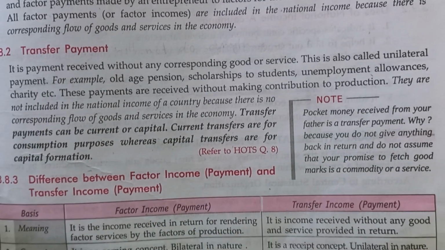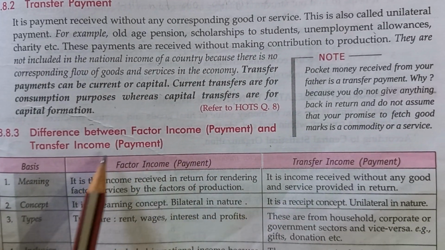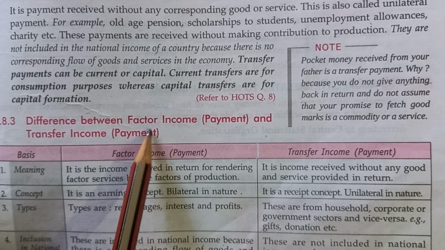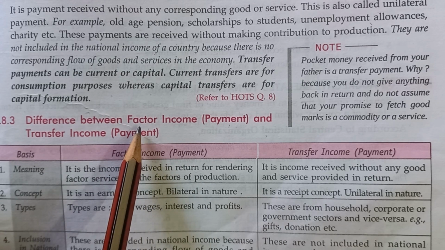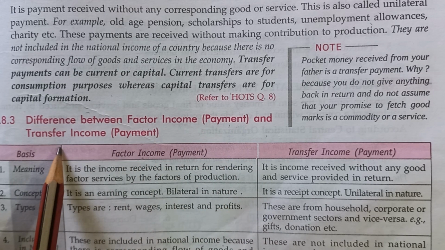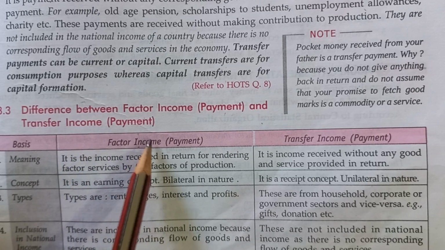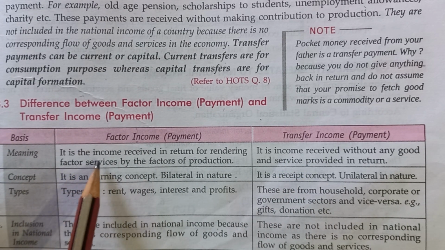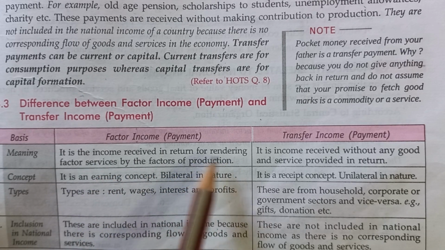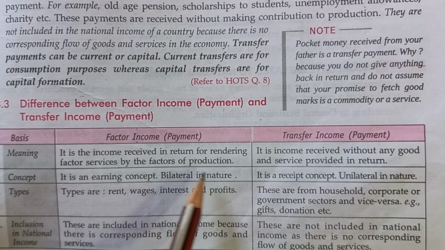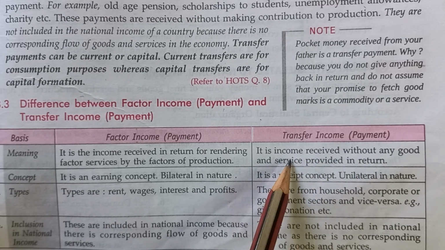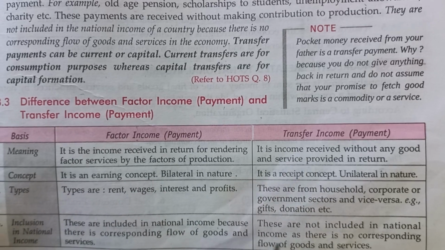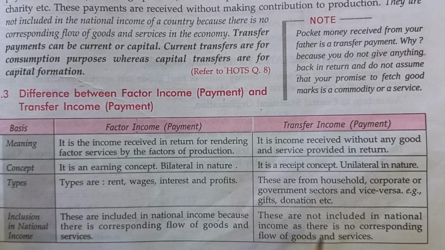The difference between factor income and transfer income, otherwise also called factor payment and transfer payment. Under factor income, as per the difference given below, it is the income received in return for rendering factor services by the factors of production. Like that, transfer income is income received without any goods and services provided in return. If you learn this, you can understand the same from the differentiation given below.